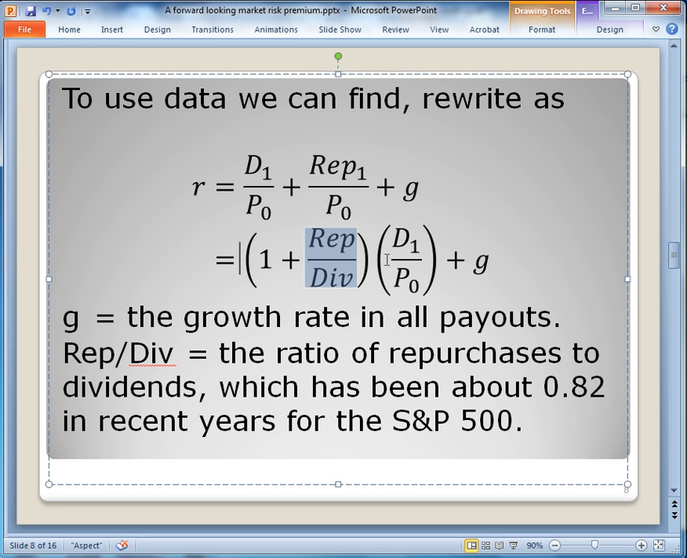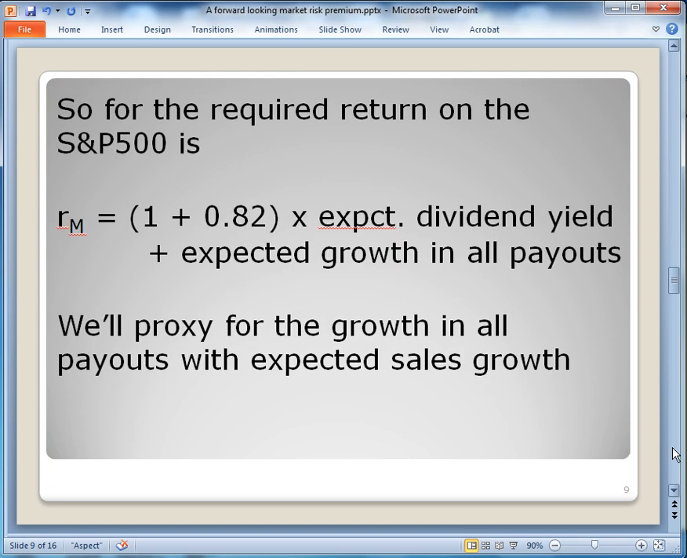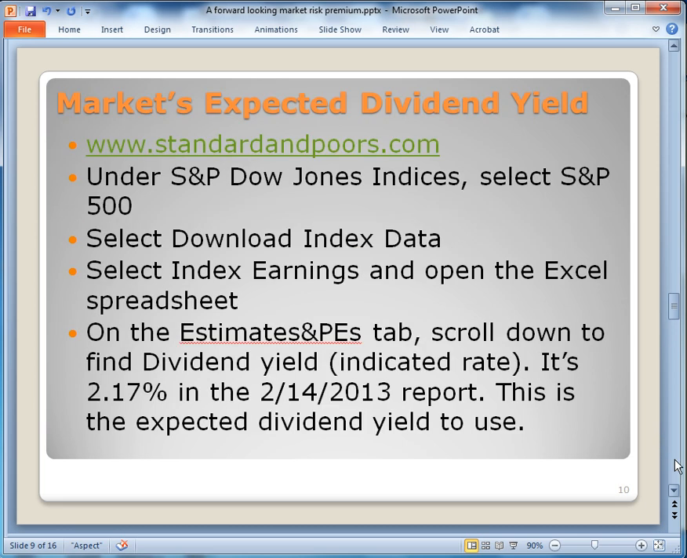So this is an equation that we're actually going to estimate. The required return on the market as a whole, or the S&P 500, is going to be 1 plus this ratio, repurchases divided by dividends, multiplied by the S&P 500's expected dividend yield, and then to that we will add the expected growth rate in the S&P 500's future payouts. And we'll get all of this data from the internet. So that would give us 1.82 multiplied by expected dividend yield plus expected growth rate. Now let's go ahead and get the expected dividend yield first.